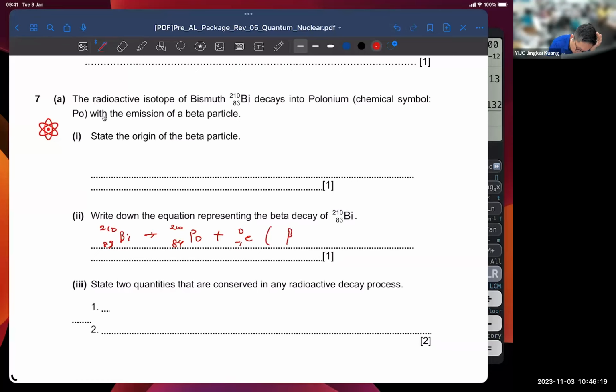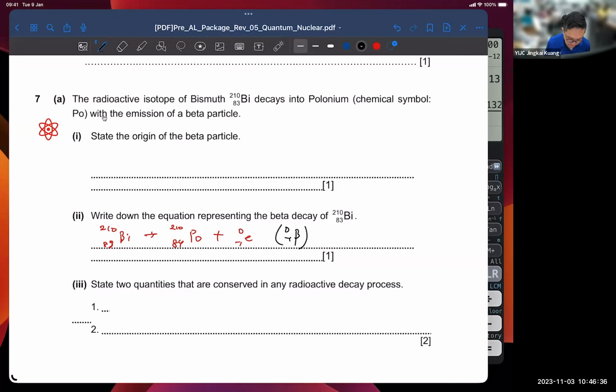Use another color lah. Yeah, so two ways of representing.